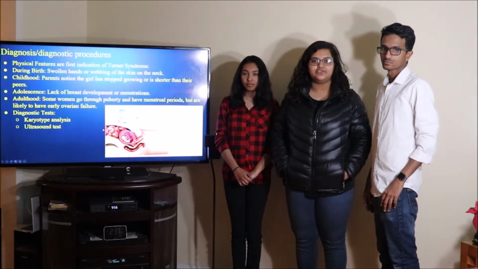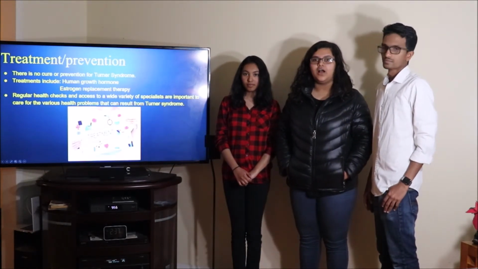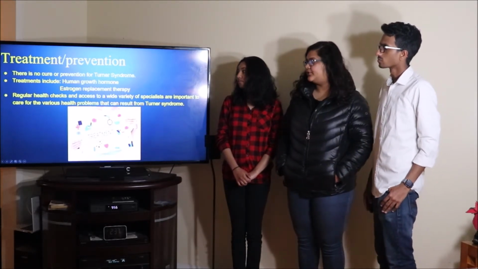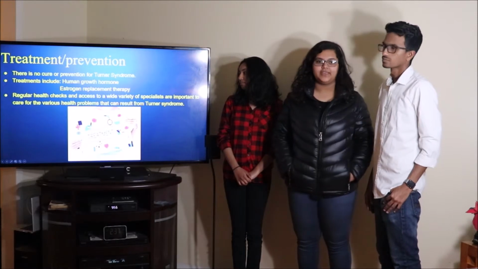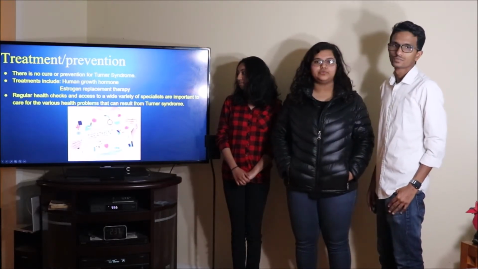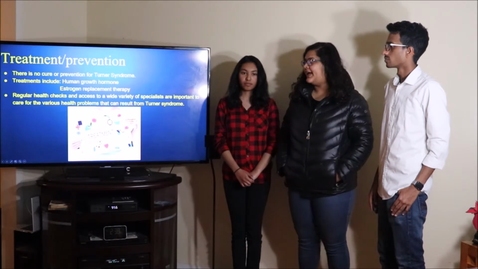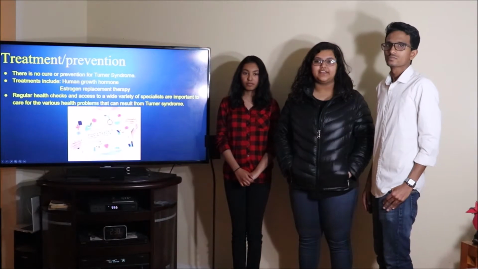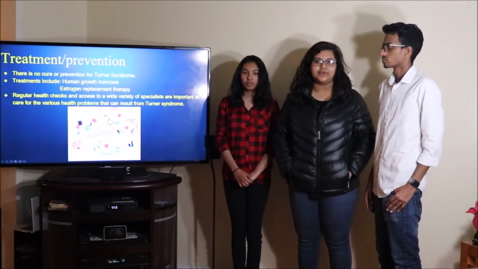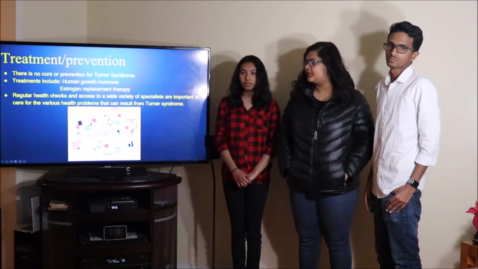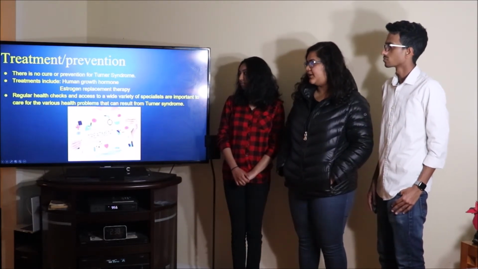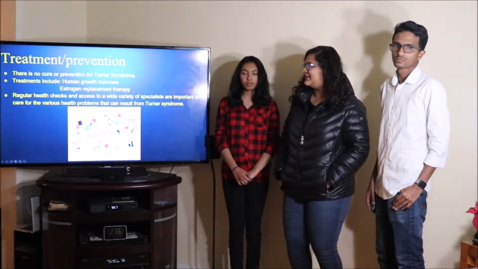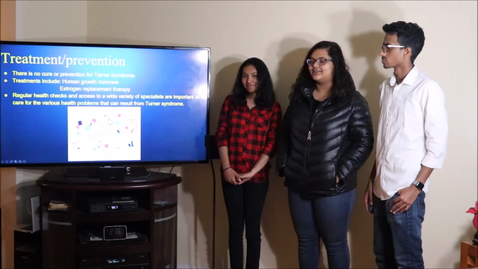Now we are going to talk about the treatment and prevention of Turner syndrome. Although there is no cure or prevention for Turner syndrome, treatments include human growth hormone, which would increase the height of the person, and estrogen replacement therapy, which would help start secondary sexual development such as breast development and wider hips. Regular health checks and access to a wide variety of specialists are important to care for the various health problems that can result from Turner syndrome.